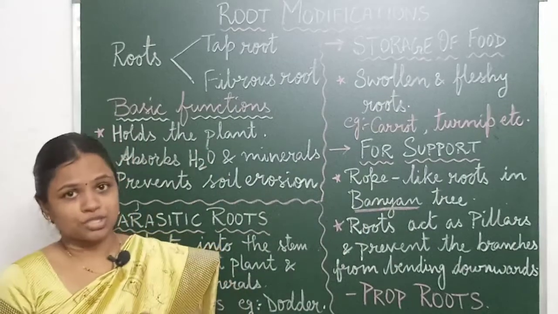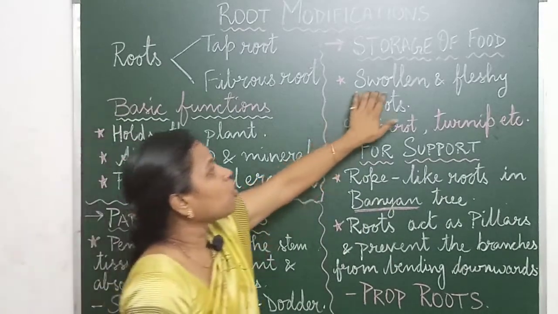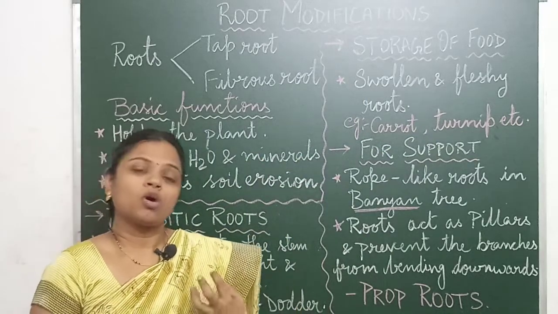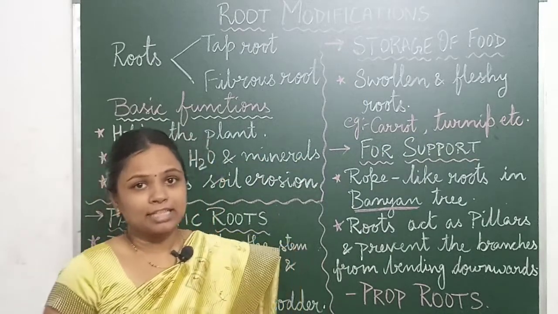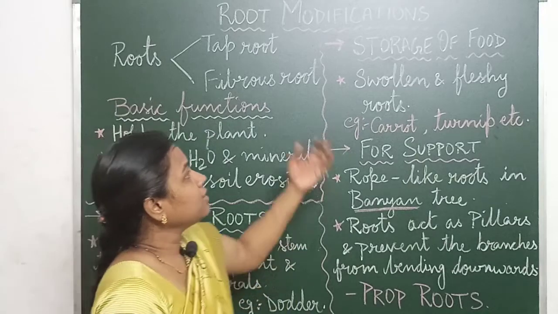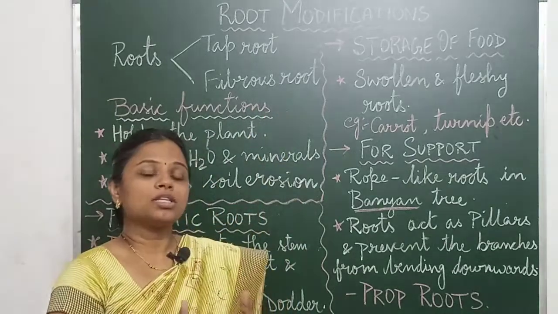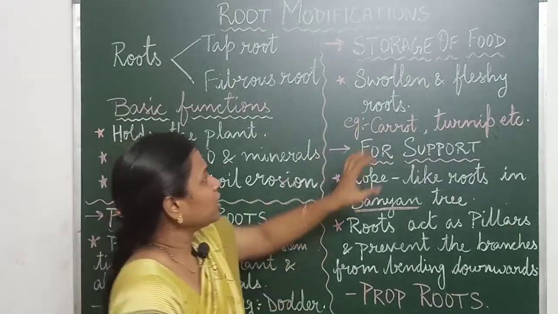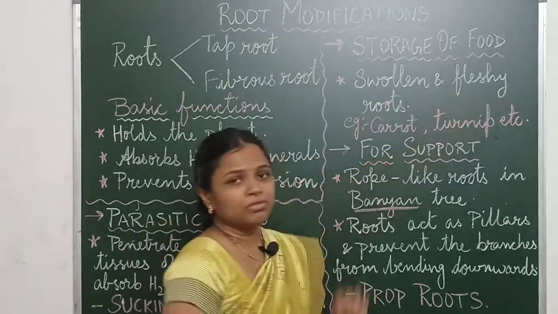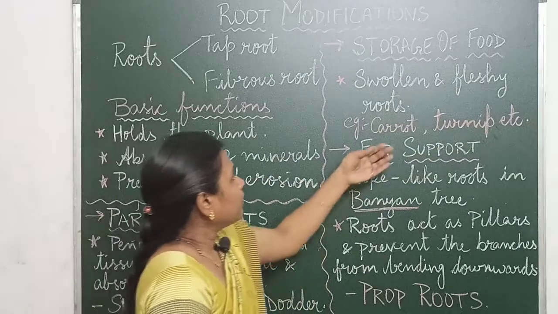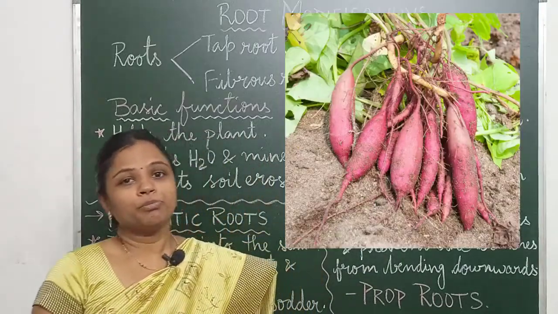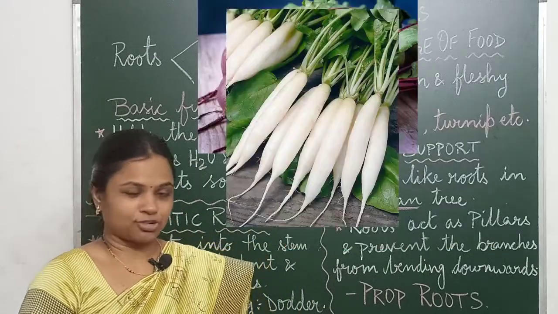Some roots actually become swollen and fleshy and they start storing the food. Whatever food is prepared in the leaves is stored in these roots. When they store this food in the roots, they become fat, swollen and fleshy. The examples are carrot, turnip, sweet potato, beetroot, radish, etc.